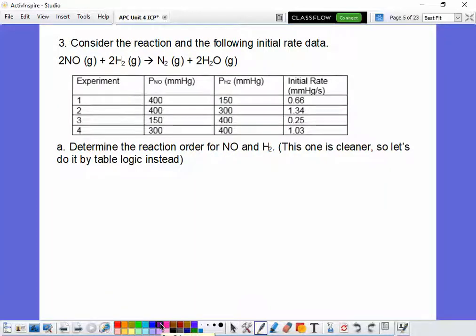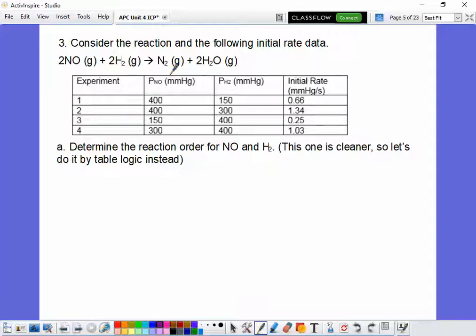For the next one, this next one is much cleaner, as it even says in the problem. So we're going to do it through table logic instead. Right off the bat, something you should notice is that we have, A, 4 experiments as opposed to just 3, and B, we now have partial pressure of gases as opposed to concentration. We do it the same way. The process is the same.